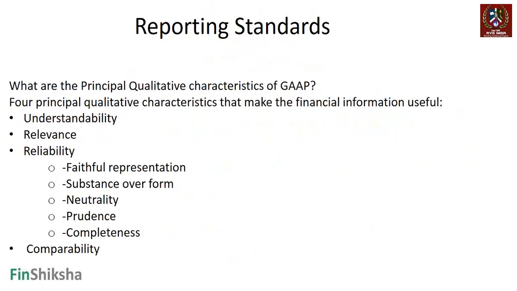Now, what are the broad qualitative characteristics of GAAP and why are they important, right? There are 4 principal qualitative characteristics that make the financial information relevant and useful. From that perspective, it is important for us to look at these four principles. The first one is understandability, making statements simple to understand, right? You can't use cryptic language, you can't use random data points. Sales is sales for all companies, costs are costs for all companies. You can't use your own jargon in that setup.